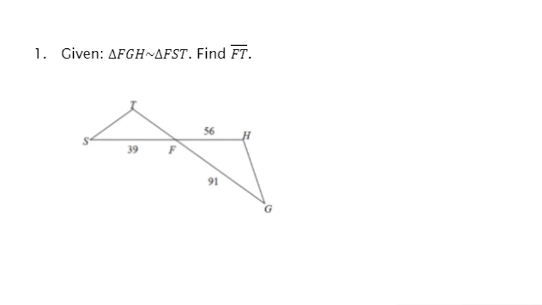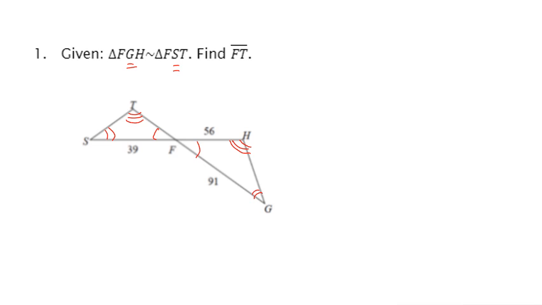In the first example, we actually know they're similar because they gave us a similarity statement. We obviously know the vertical angles are going to be the same. And then they tell us angle G pairs with angle S, so I might mark G and S the same. And then T and H are the same. So we always want to mark up our diagram so we're matching up the right pieces.